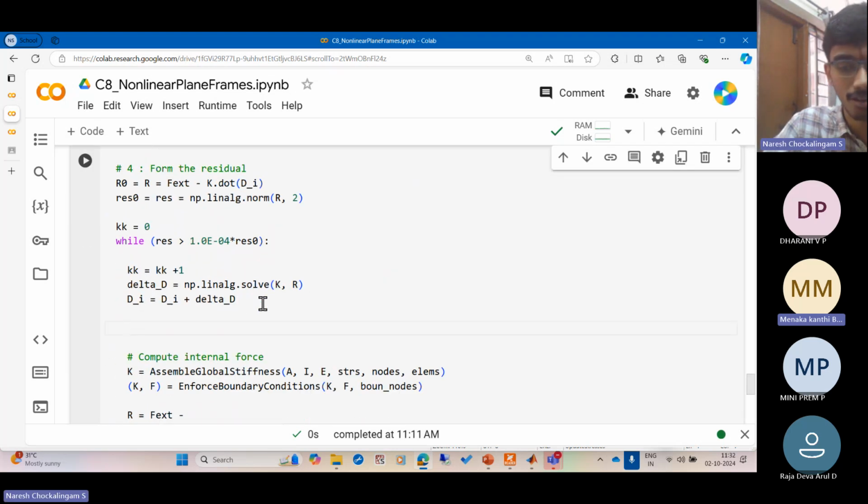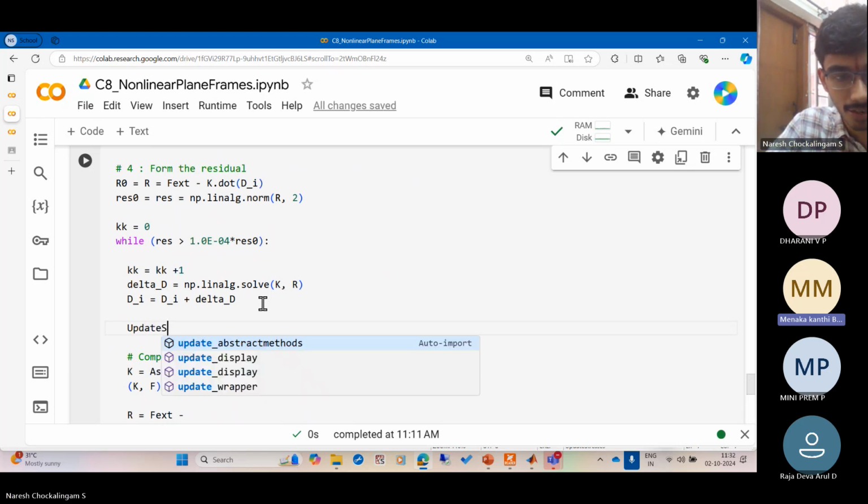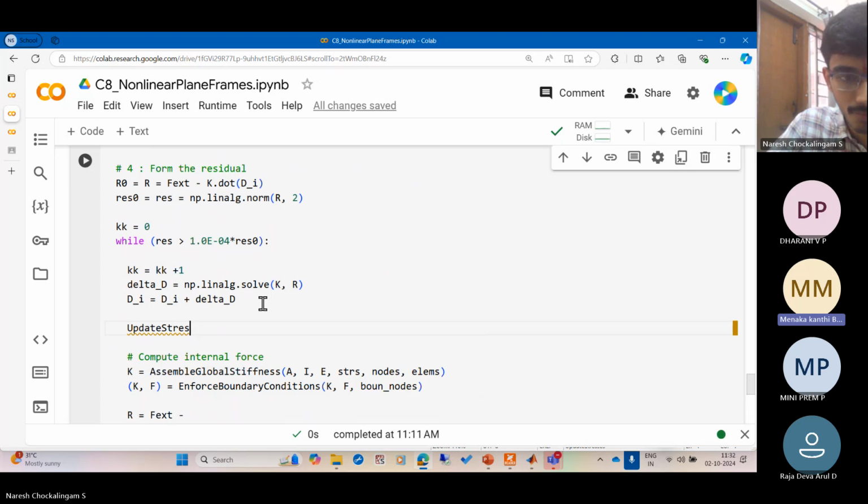So let's call this function update stress, or update solution. Let's say update solution. What all should it take? It should take di, the current nodes, and then, so just think of it.